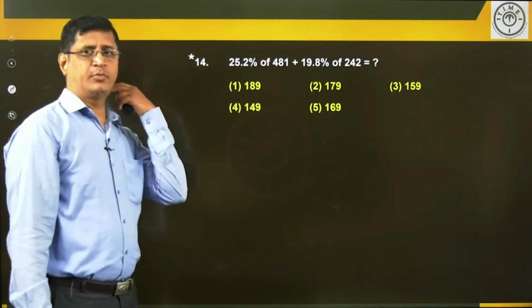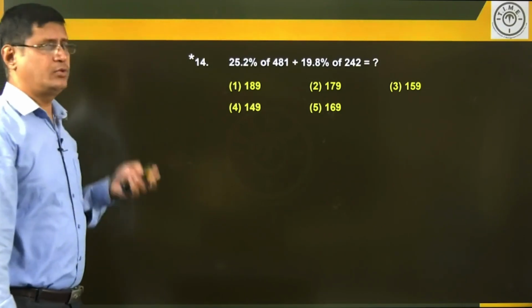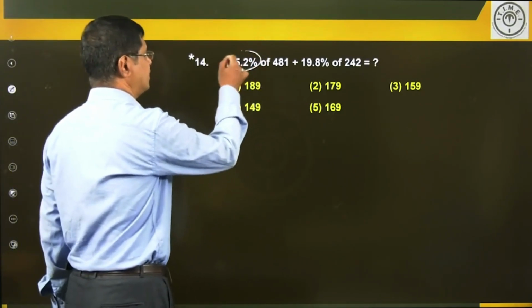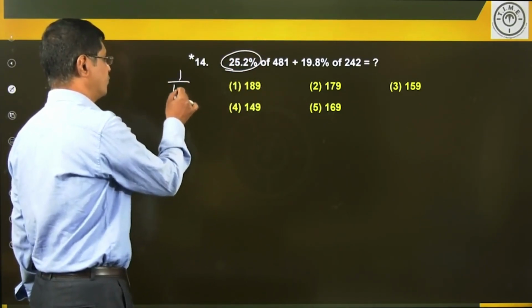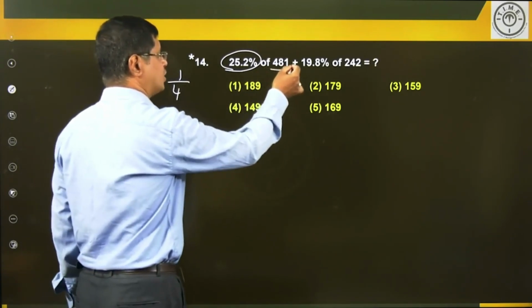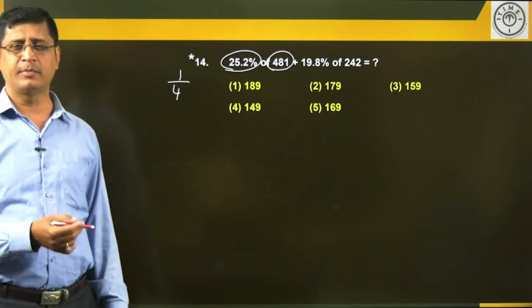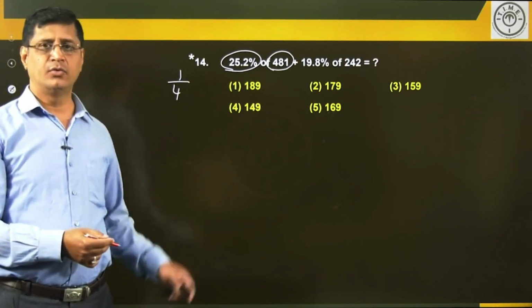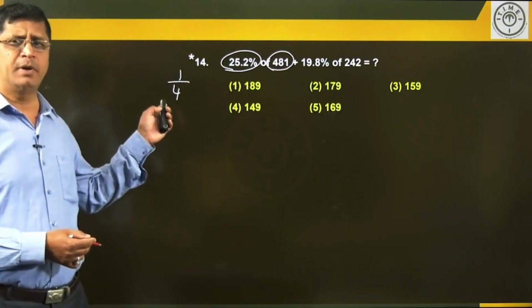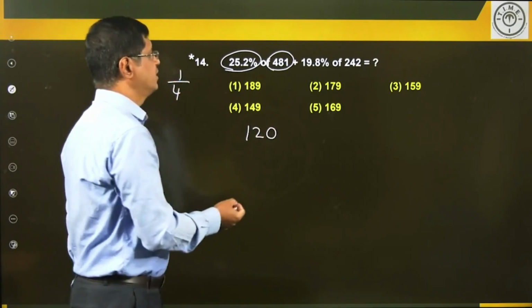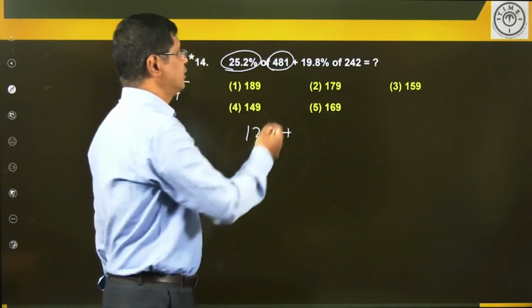Now look at the next example. 25.5%, 25.2%. So approximately here 25%, which is 1/4. 1/4 of this number. 481, I am approximately considering it as 480. 480 into 1 by 4, that is 120. So the first part is 120. What about the second part?